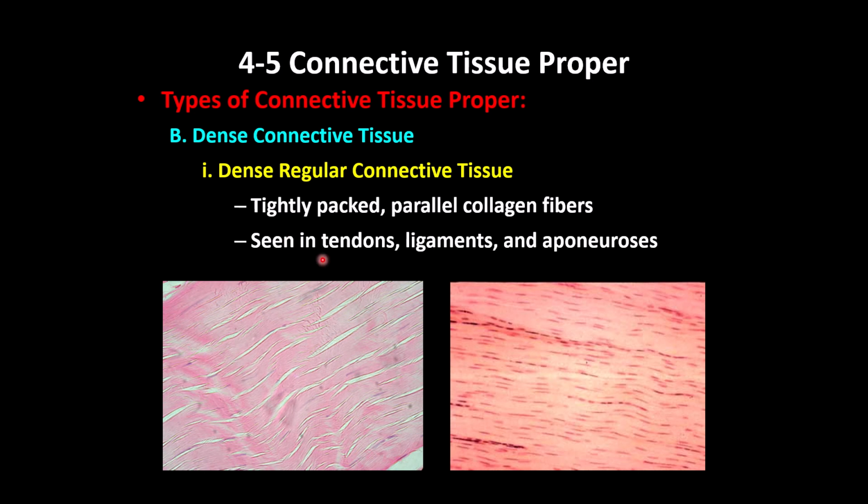Where do you see it? You see it in the tendons. Tendons are connection between muscles and bones. Ligaments, connection between bones and bones. And aponeurosis, usually, not always, usually connection between one muscle to another muscle.